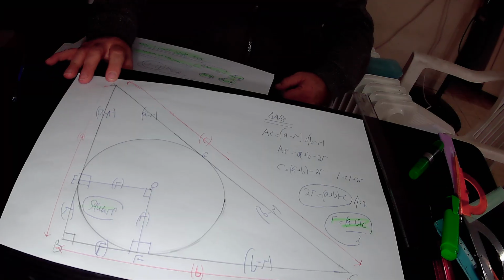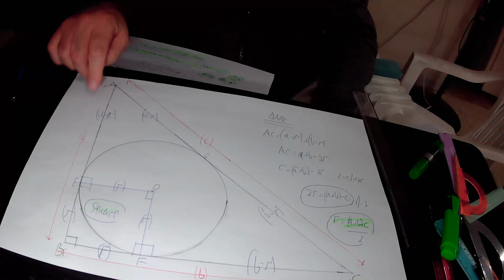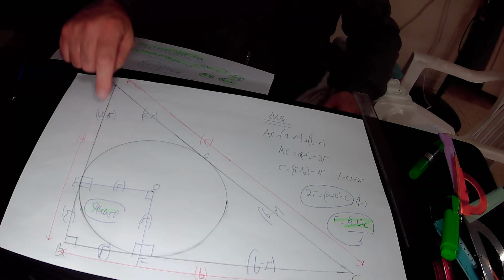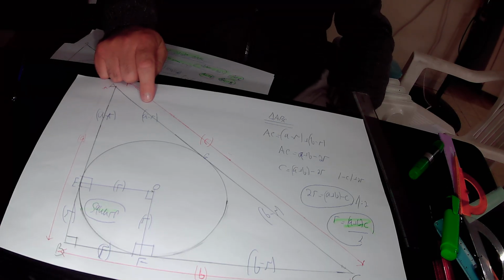This is the exterior point F. From this point F, we have two tangents to this circle, tangent AE and tangent AG. According to the theorem, they are equal to each other. That is to say, AE equals AG. But AE equals A minus R, therefore AG must be equal to A minus R units.